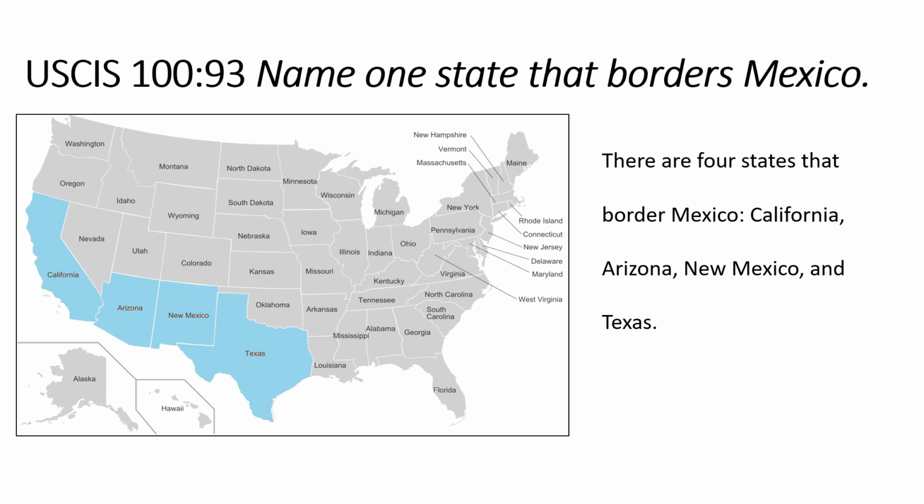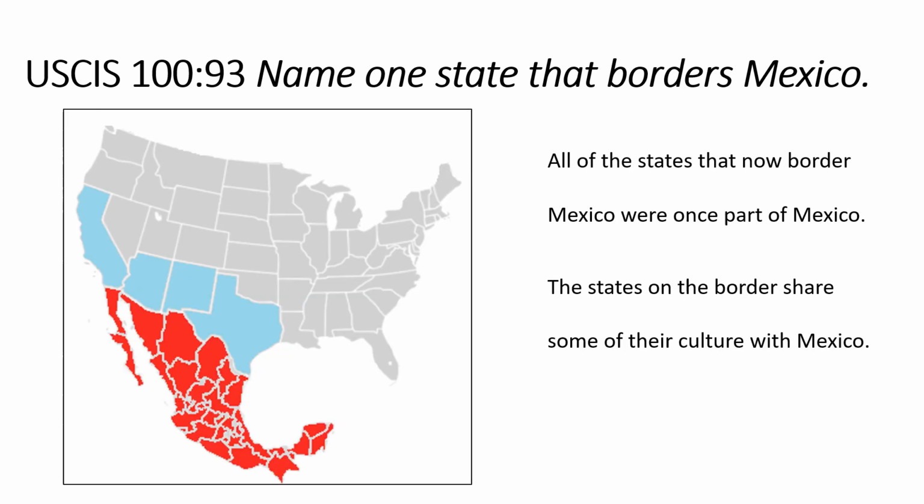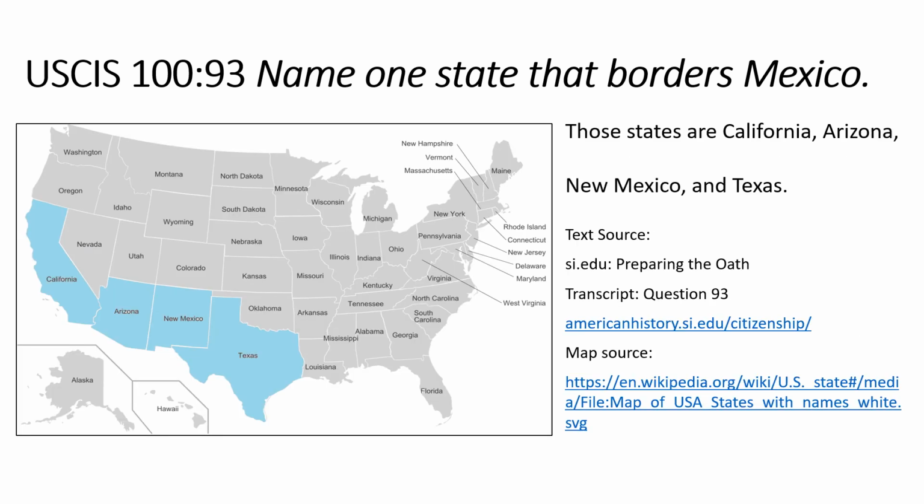Question 93. Name one state that borders Mexico. There are 4 states that border Mexico: California, Arizona, New Mexico, and Texas. All of the states that now border Mexico were once part of Mexico. The states on the border share some of their culture with Mexico. Those states are California, Arizona, New Mexico, and Texas.